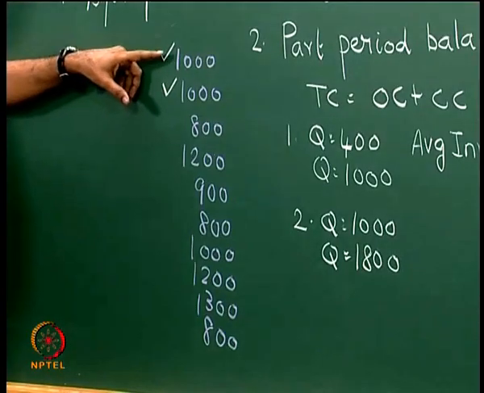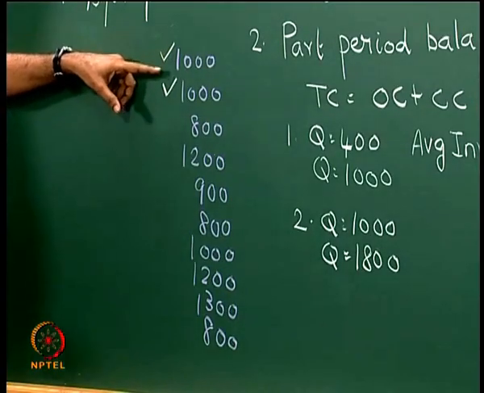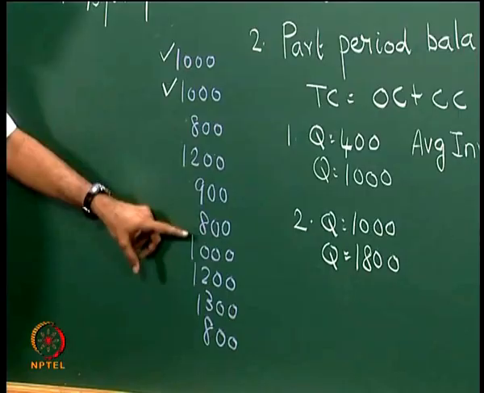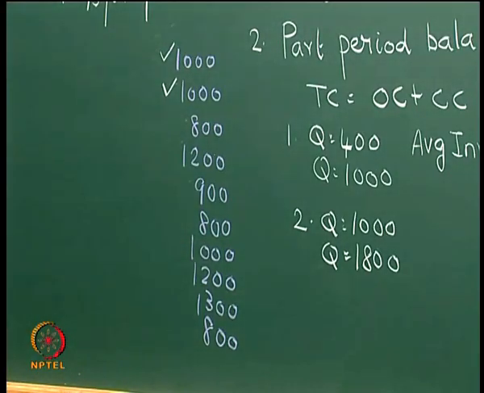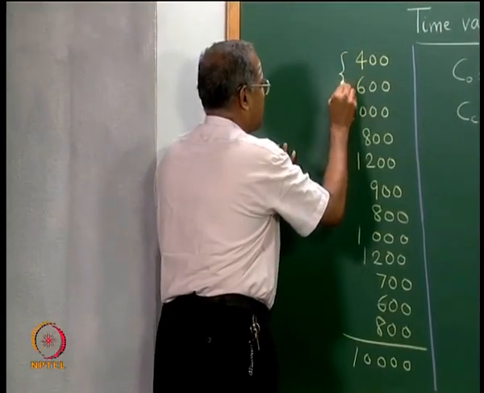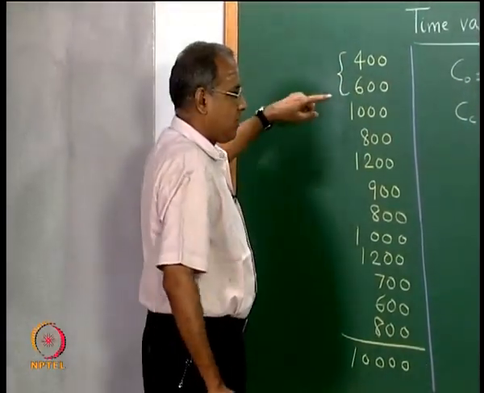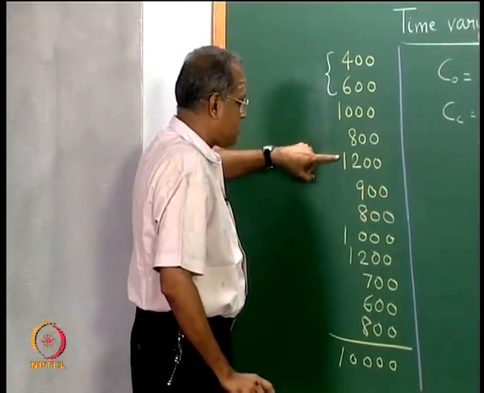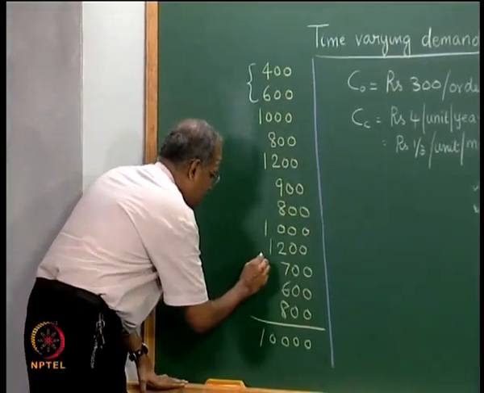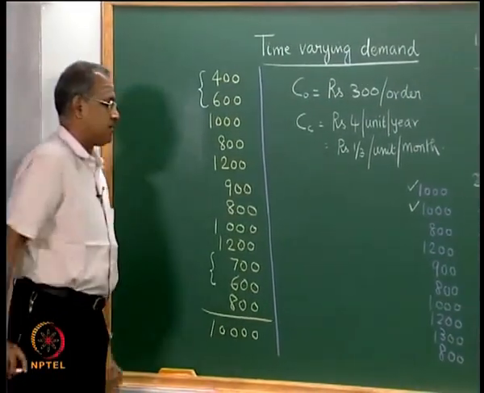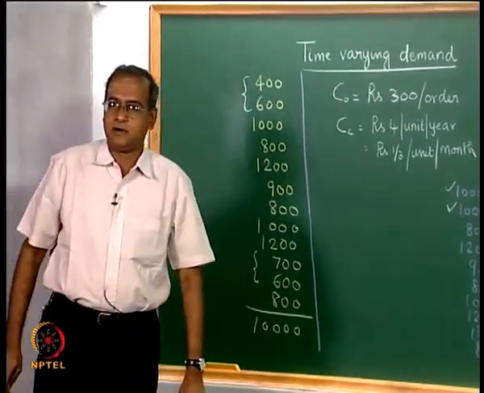So this would ask us to order 10 times in the 12 months. So these two are coupled together for 1000. 1000 remains, 800, 1200, 900, 800, 1000, 1200. There is another bunching here, 1300 and another 800.